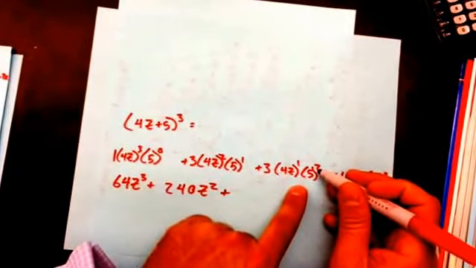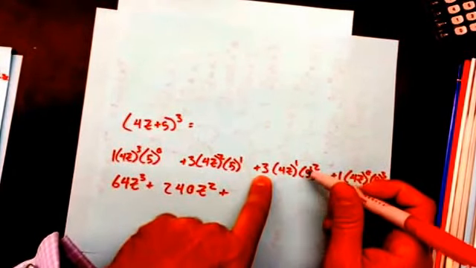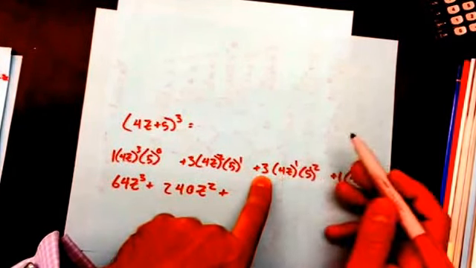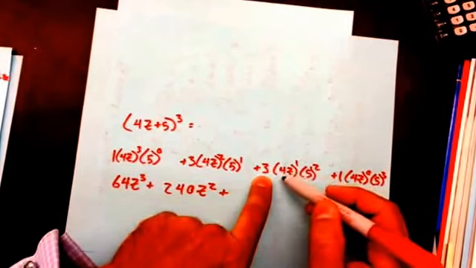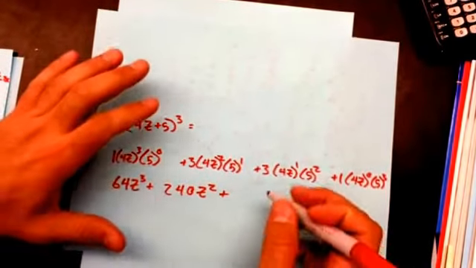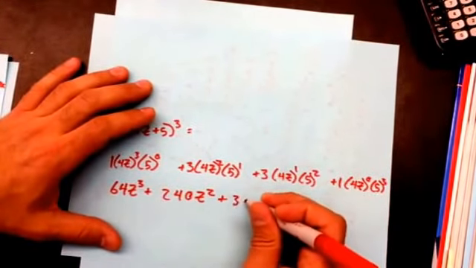5 squared is 25 times 3 is 75. 4z to the 1 is just going to give me 4z. So 75 times 4z is going to give me 300z.